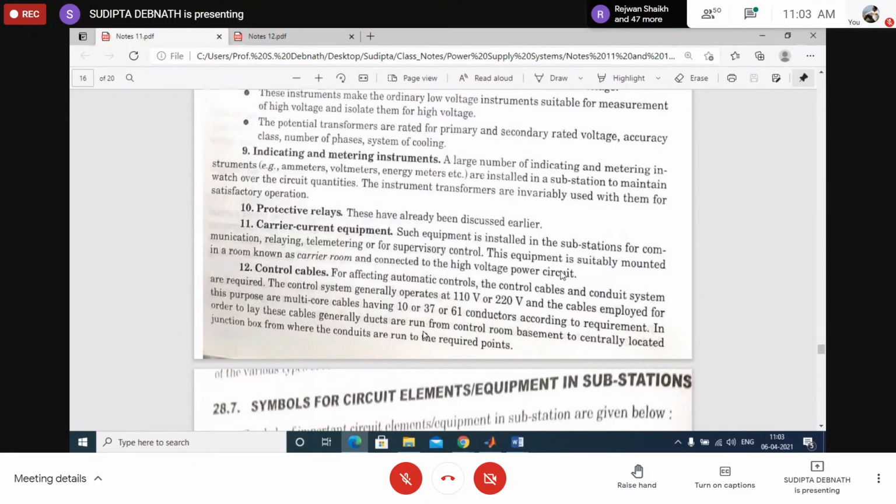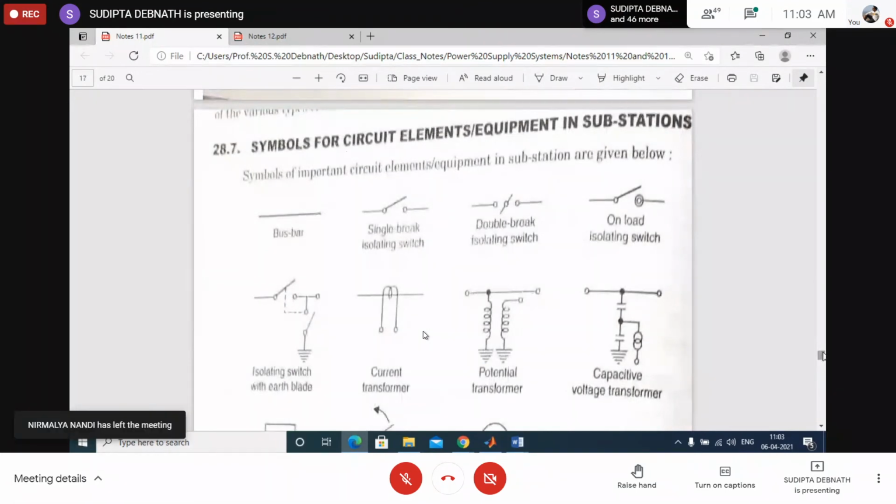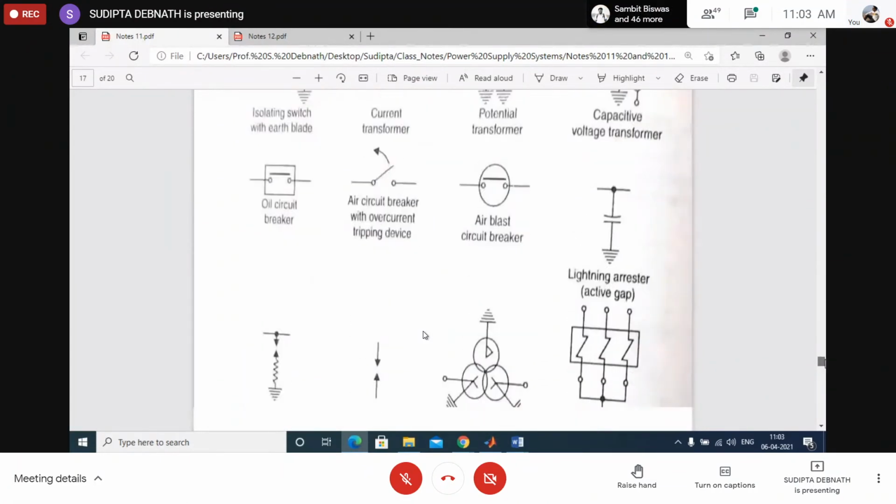Other than these, there may be many other equipment, such as capacitor banks and other things for improving the power factor, but these are the most common things. Now some symbols about the equipment present in the substation. You can go through these symbols. Some symbols of some common equipment are shown here.